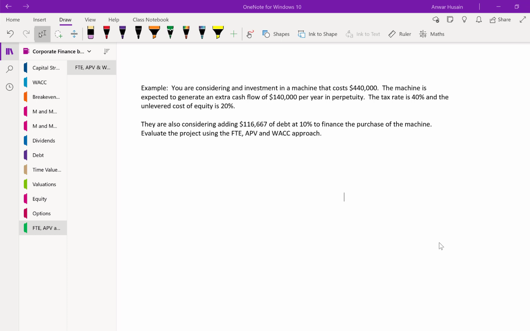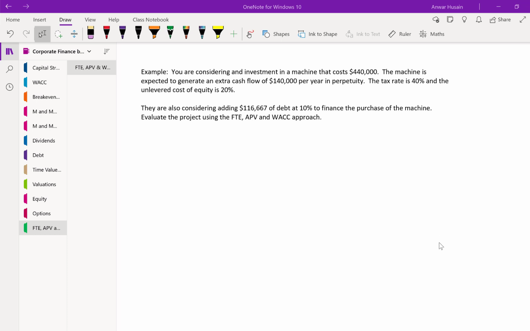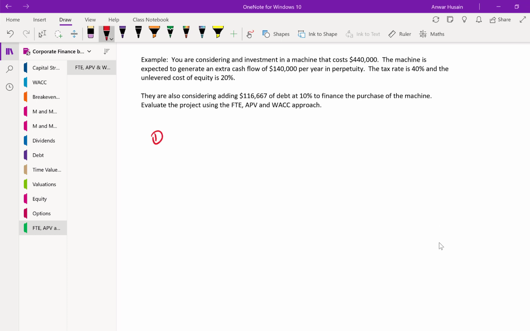And you're also considering financing part of this with debt, and the amount is going to be $116,667 at 10% debt. So calculate or evaluate the project using the three approaches. We're going to start with the FTE approach first. In order to do this, I'm going to first show you that it doesn't make sense to do this as a fully equity funded project.